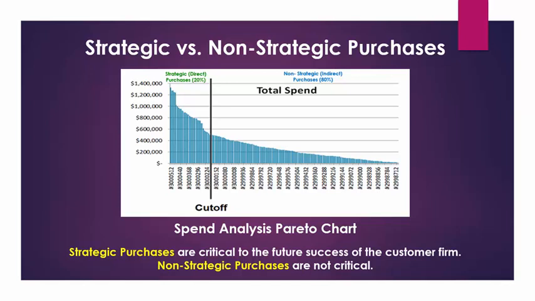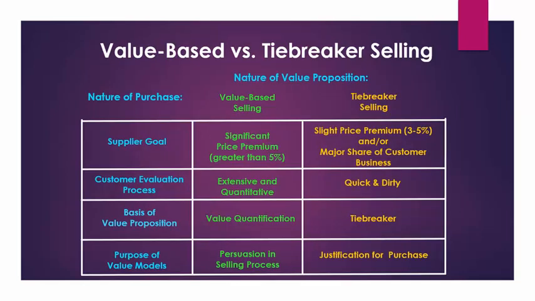Now, that tells me that there's going to be two different situations. One, when I'm dealing with critical items, and secondly, when I'm dealing with more commodity type items. And logically, in those cases, I need not only a different set of value propositions, but also a different way to sell the particular products.